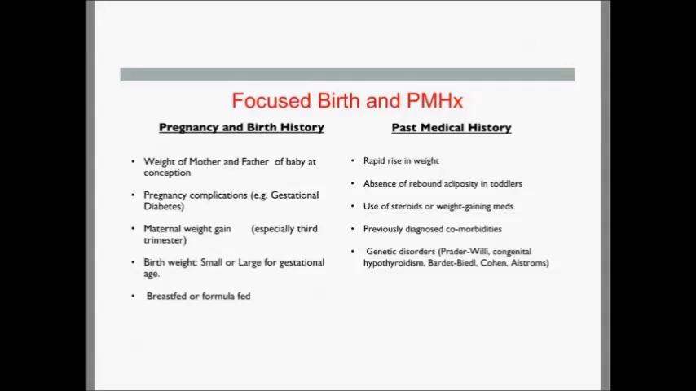So when they start running around, did the weight not go down as it would normally be predicted to do? Was that child ever on steroids or weight-gaining meds? And are there any other previously diagnosed comorbidities? When we're dealing with children now, you really have to think about some adult diseases like hypertension, high cholesterol, elevated liver tests, sleep apnea. Those are things that perhaps 20 years ago weren't even on our radar, and now they're unfortunately quite common. And then also genetic disorders, Prader-Willi, congenital hypothyroidism, and then some really unusual ones like Bardet-Biedl, Cohen, and Alström are things that can affect the child's weight.